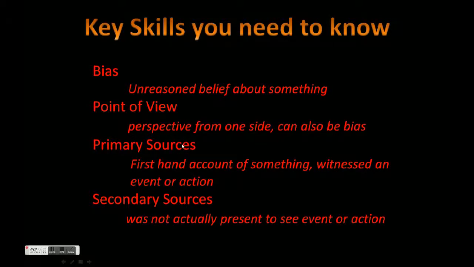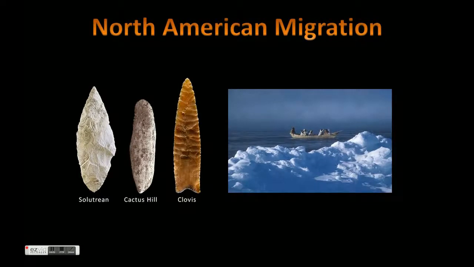So when you're looking at the difference between primary and secondary sources, what you're really looking at is if you're actually there or if you're just retelling it and you weren't actually there. So primary sources are going to be letters, journals, photographs, things like that. Secondary sources are going to be things like textbooks.